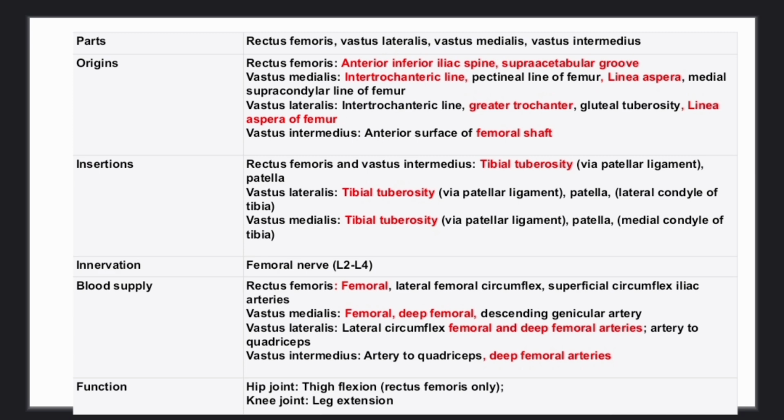Insertion: all four muscles, that is rectus femoris, vastus lateralis, medialis and intermedius, unite to form the quadriceps tendon, which inserts into the patella. From the patella, the patellar ligament continues and attaches to the tibial tuberosity. Therefore all four muscles ultimately insert into the tibial tuberosity through the patellar ligament. Okay, and now nerve supply: all four muscles are supplied by the femoral nerve itself, and blood supply is mainly provided by branches of the femoral artery and the deep femoral artery.